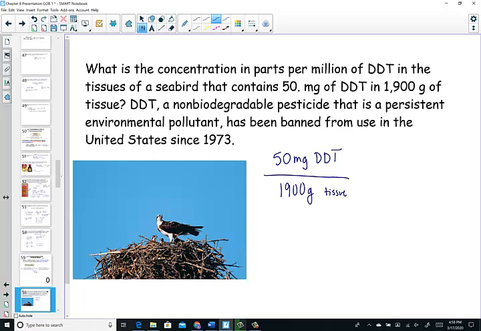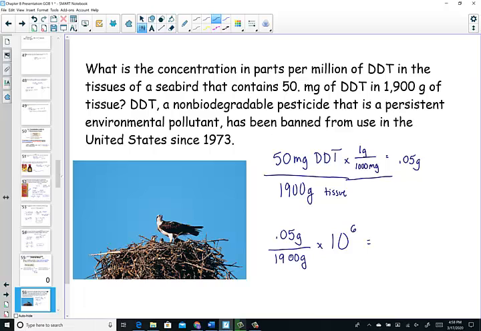Now, before we calculate, we have to convert into like units. Remember, I need to have grams over grams. And milli means 1,000, so we have to take that 50 and move the decimal 3 places to the left. 50 divided by 1,000 tells us that's 0.05 grams. So 0.05 grams in 1,900 grams of tissue, expressed in parts per million.